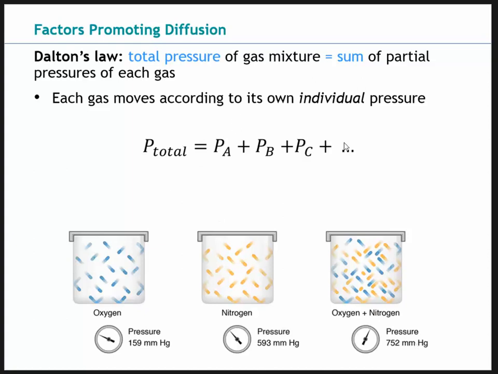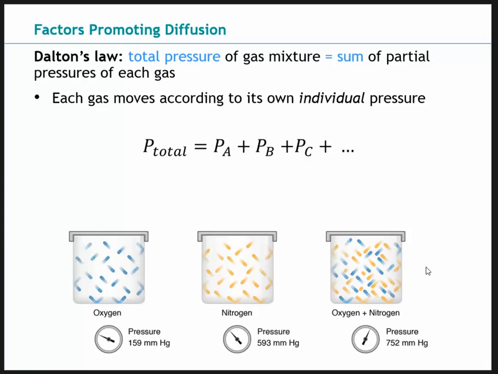And so that's kind of what we see here. We're taking all the gases, adding them up, and we get our total gas. The fact that each gas moves according to its own individual pressure explains how each gas will move, acting like it's the only gas in that container, even if there are more gases. Another way of flow is called bulk flow.